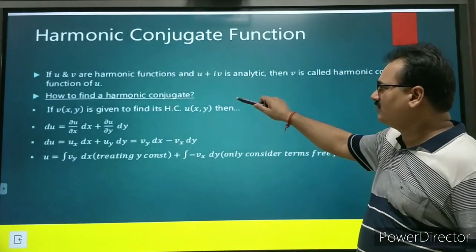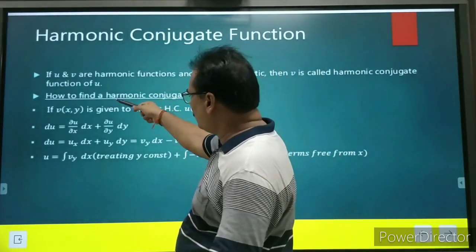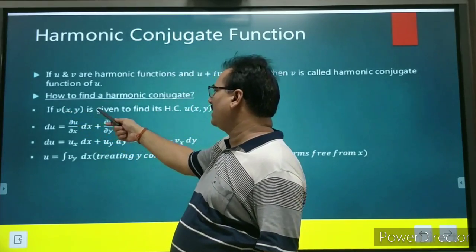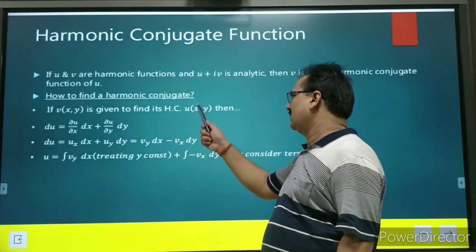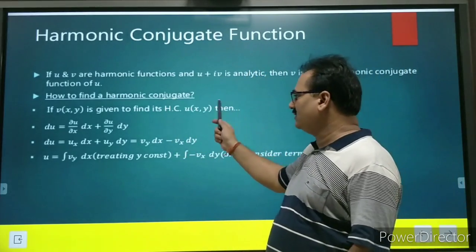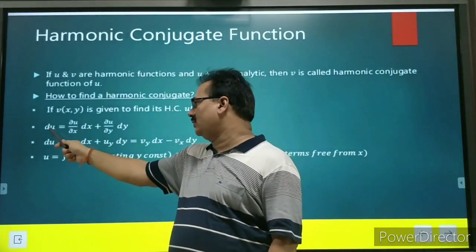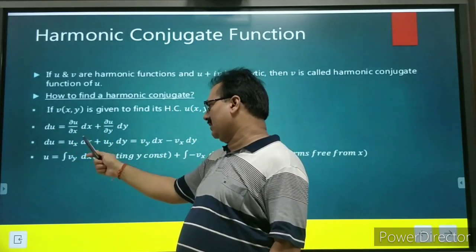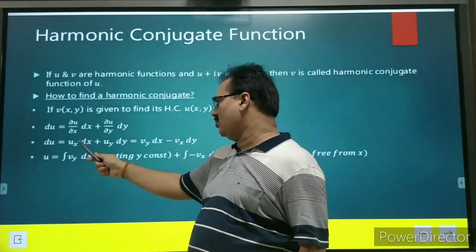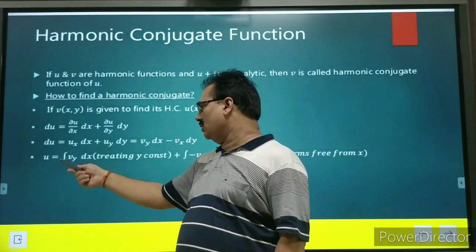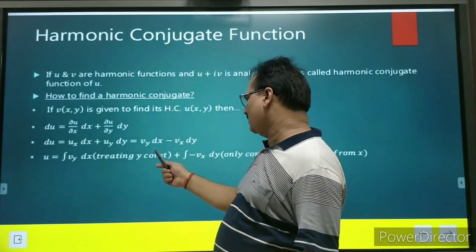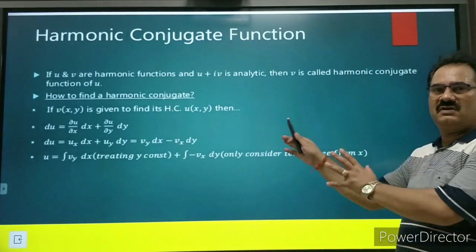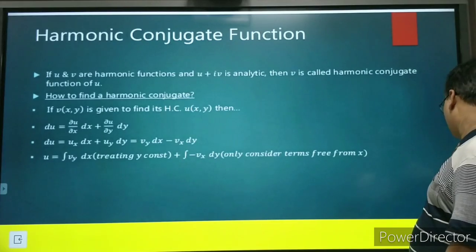How to find a harmonic conjugate? You can go with these steps, the computational steps. If v(x,y) is given, to find its harmonic conjugate u(x,y), how will you go? First you find du, that is, del u over del x dx plus del u over del y dy. Here du may be written like this also, and similarly you can find u after integration. The u is equal to this integral dx treating y as a constant, plus minus the integral of dy, considering only terms free from x. In this way you can find the harmonic conjugate.